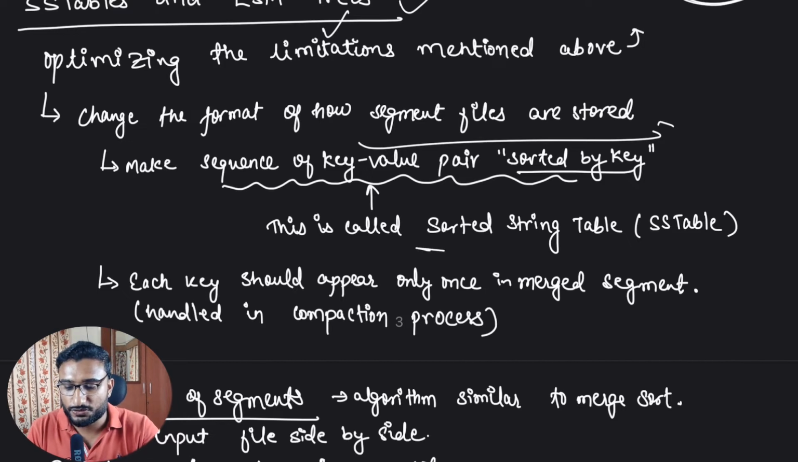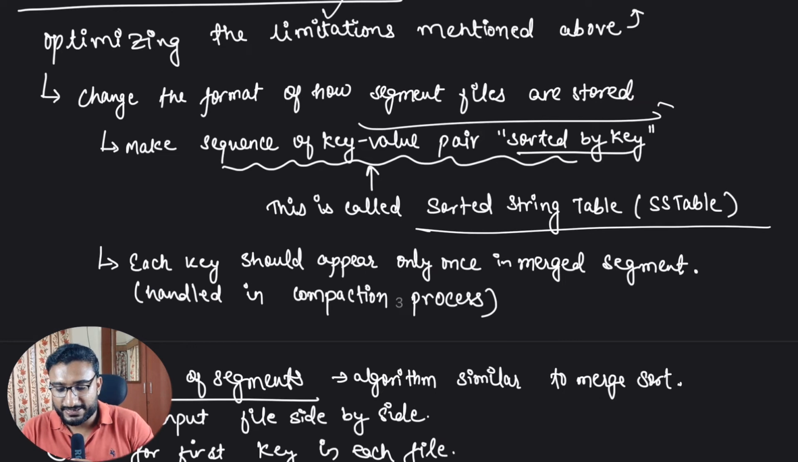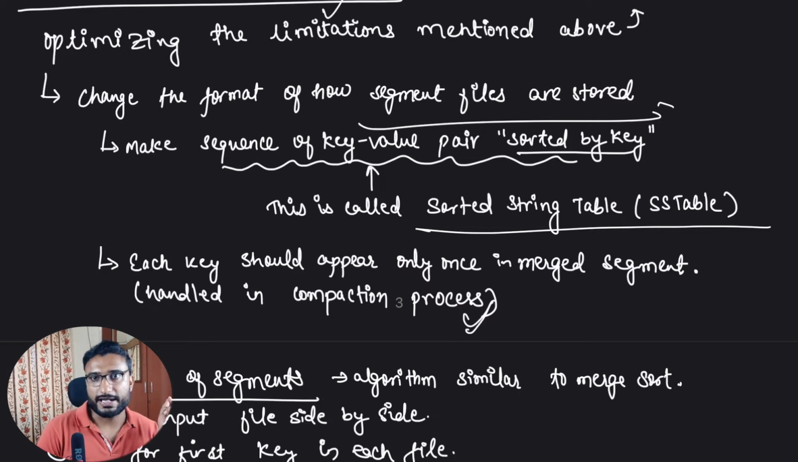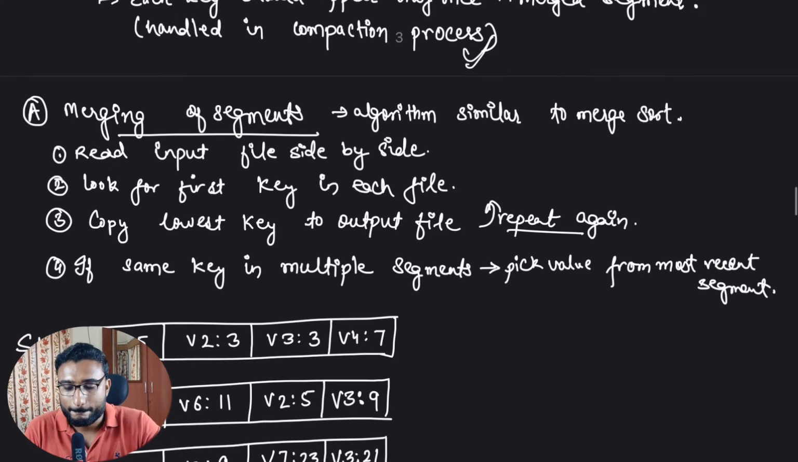And this is called sorted string table. The SS table we mentioned: you are maintaining the key value pairs in sorted order, and this is called a sorted string table, SS table. Each key should appear only once in a merged segment, handled in the compaction process. This we already discussed above as well, that whenever you are doing compaction, each key will be present only once. You are removing all the older entries. Understood?